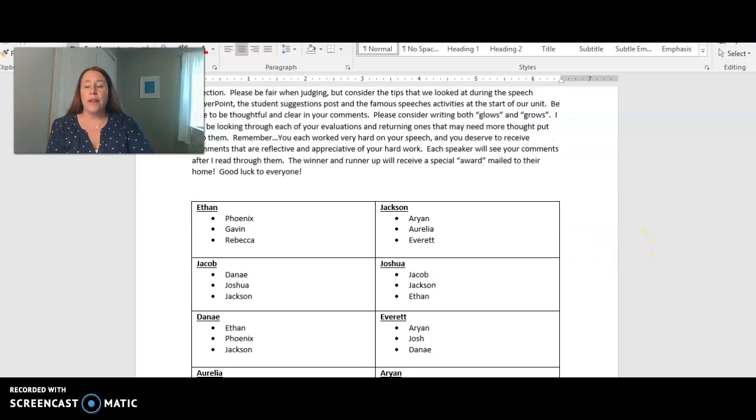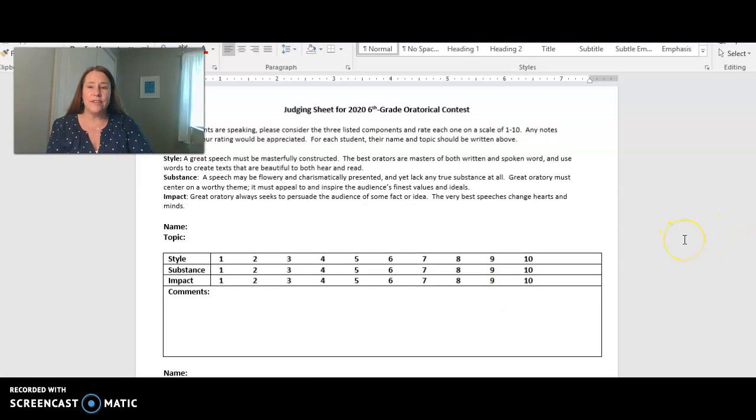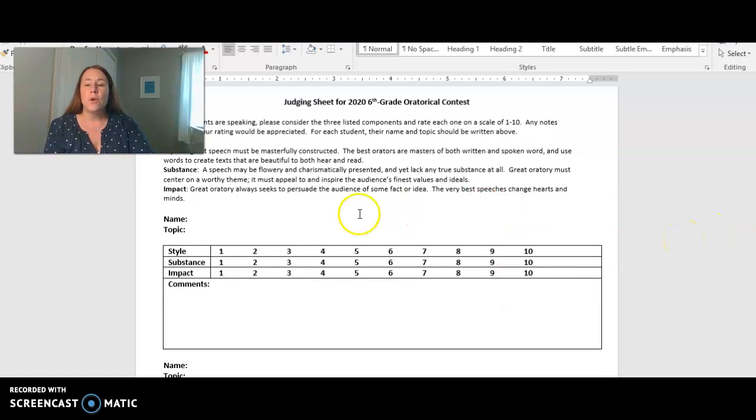And your job then is going to be using this sheet to go in, write that person's name on the line, and then you're also going to put the topic that they spoke about, and then you are going to score them 1 to 10 on how they did with their speech.